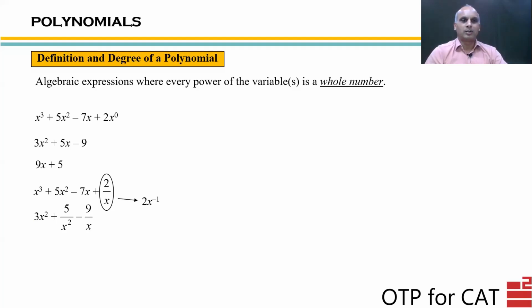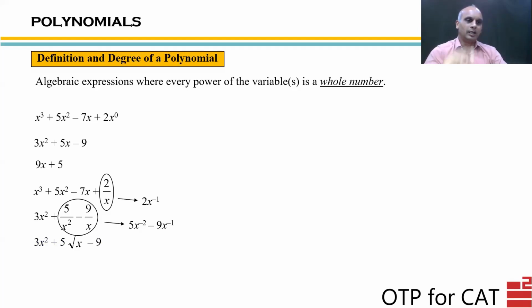Similarly, in the next example also, we see that there are two terms where in each the power is negative. For example, 5 by x squared means 5 into x to the power negative 2, and 9 by x means 9 into x to the power negative 1, and both are negative powers, not whole numbers, so the entire expression is not at all a polynomial.